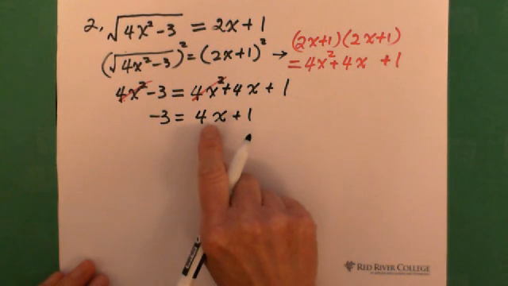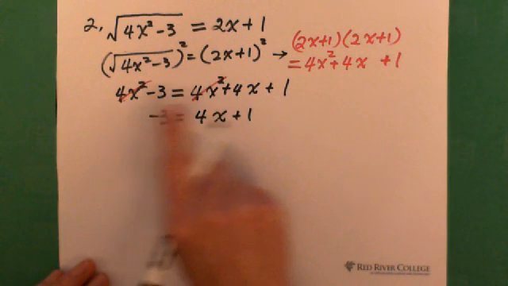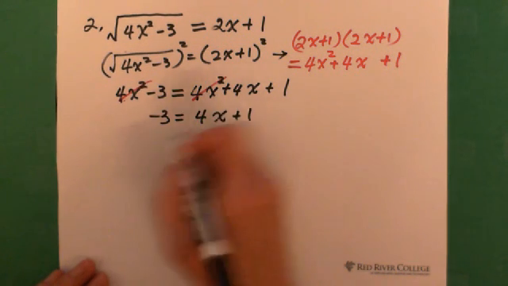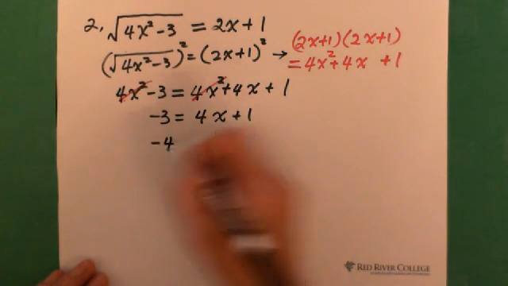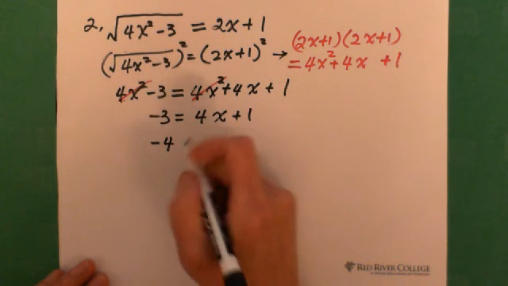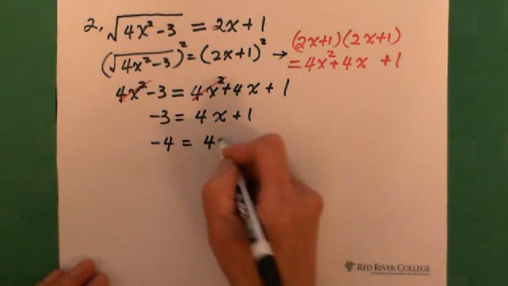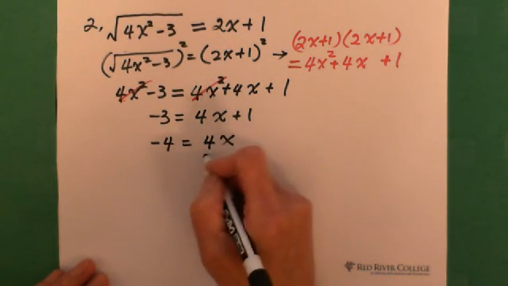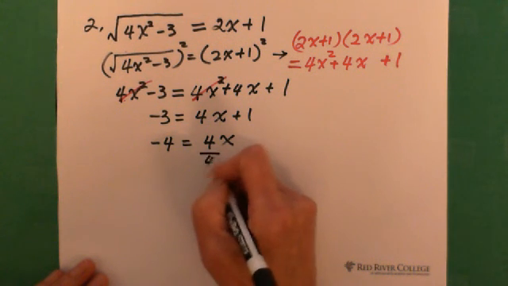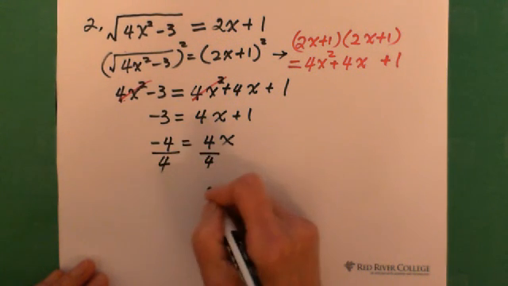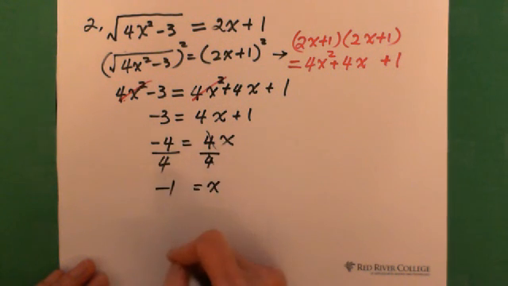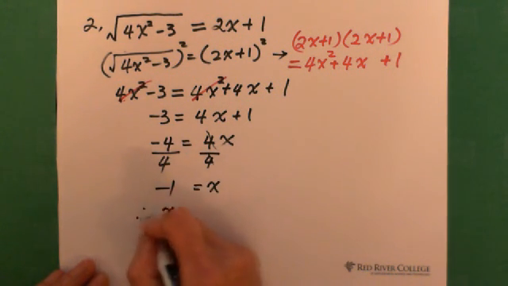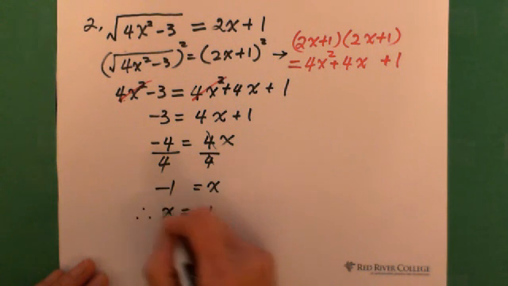Because x is on the right side, we can keep working with this one and move 1 to the left side. We have negative 4, because negative 3 minus 1 is negative 4, equals 4x. Then divide both sides by 4. You get x equals negative 1. So the answer is x equals negative 1.